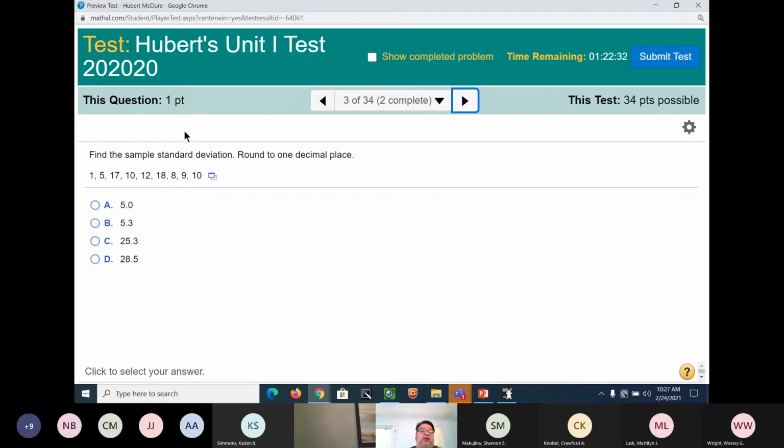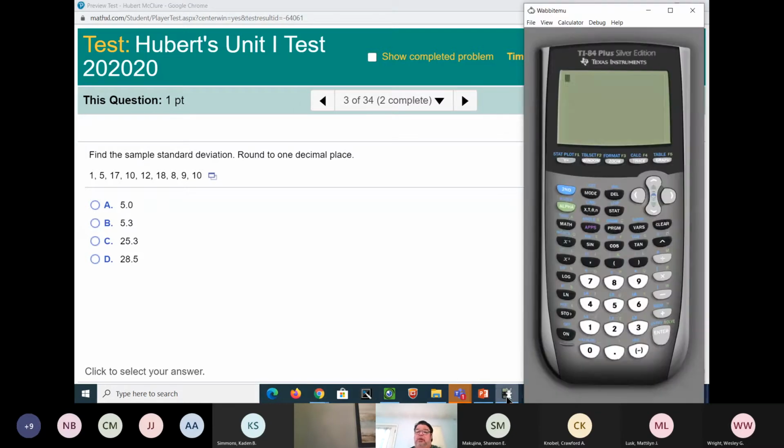Find the sample standard deviation. Here we go again. I'm going to go to Stat, Edit, and that's going to be 1, 5, 17, 10. This is almost aggravating with the mouse. 12, 18, 8, 12, 18, 8, 9, and 10. And I think that's it.